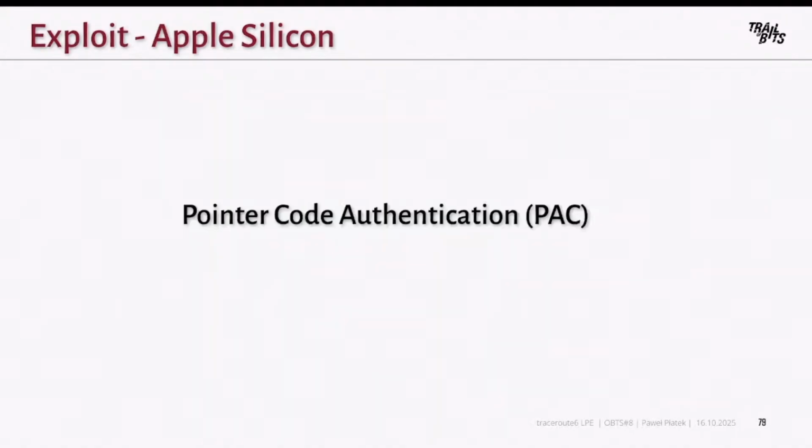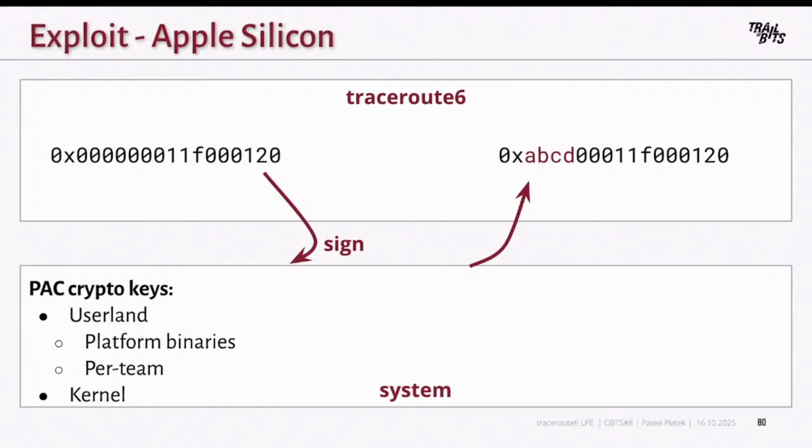Okay, the bigger problem that I learned about on Apple Silicon is pointer authentication code. It was already mentioned a few times, like yesterday. This mitigation works in that a program can use new assembler opcodes to sign pointers. The system has a few keys, and it will sign pointers for you. And then when traceroute or some program wants to use the pointer, it will use a special assembler opcode again, and the system will do the verification, and the program will be killed if the pointer is wrong.